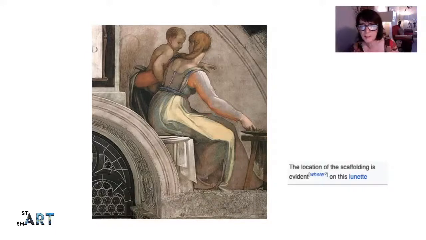I love this piece because you can see, as it says here, the location of the scaffolding is evident. Do you see where that is on this lunette? There's this area behind the child where I think that they're saying that you could see the scaffolding on the wall, that it was there. I think that's where it is. Yeah. I want to look at some others.